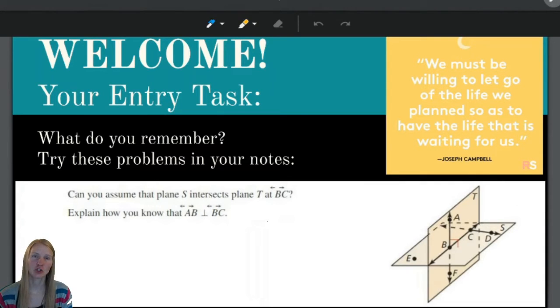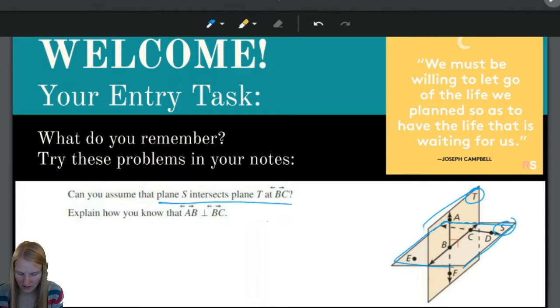Okay, can you assume that plane S intersects plane T at line BC? I'm not sure why that arrow is off a little bit, but we want to know if plane S, this plane, as I can see by the S in the corner, and plane T, do they intersect at line BC? Can I tell this from the diagram?